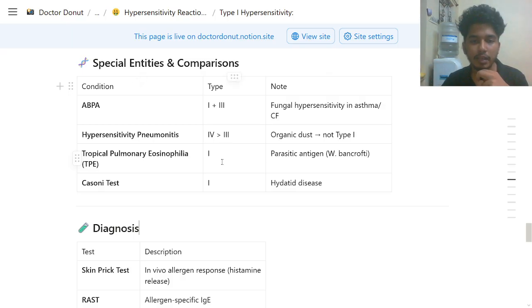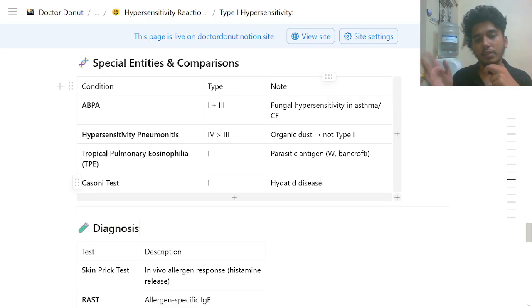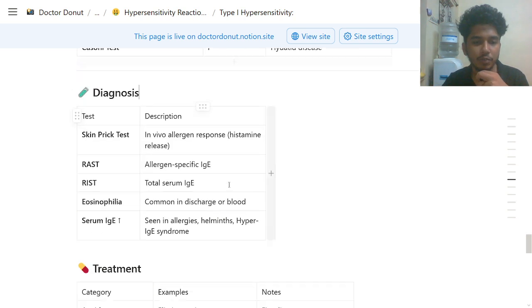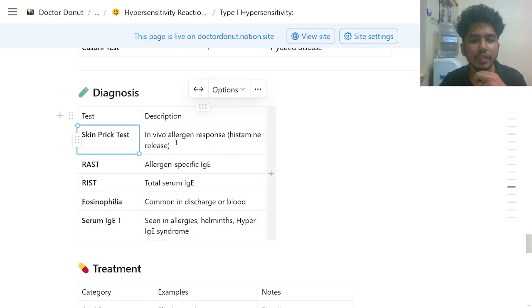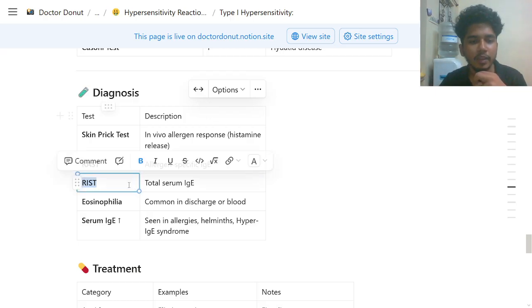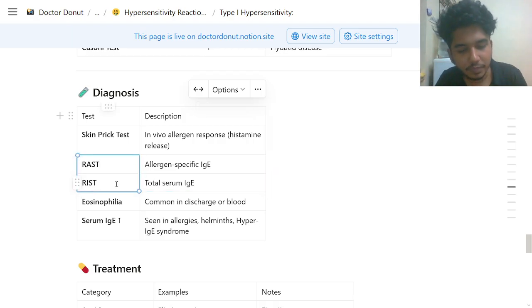And here we have type 1, and then the Casoni test for hydatid disease, Echinococcus, the cysts. So here type 1 is found. So that's important. Then diagnosis. First you have the skin prick test, where you have in vivo allergen response, that is histamine release. Then the RAST, that is allergen-specific IgE test. And then RIST. I will not google the full form of these. Just kidding, I will.